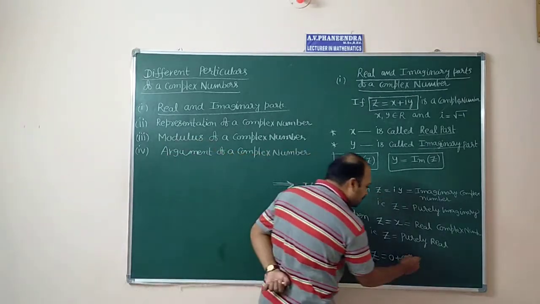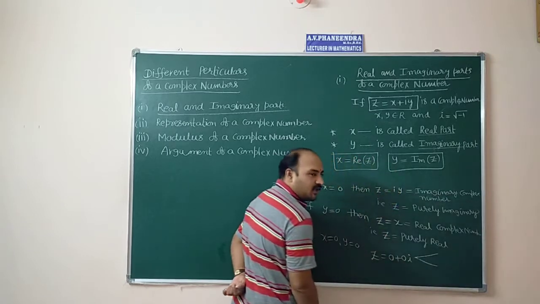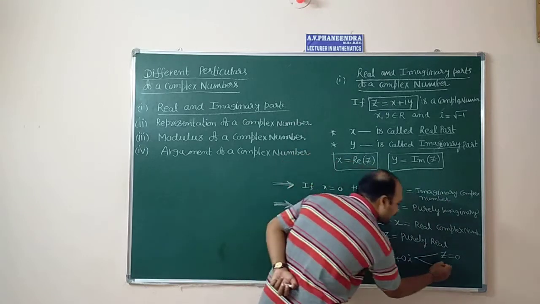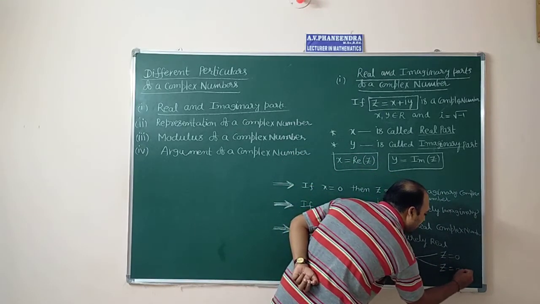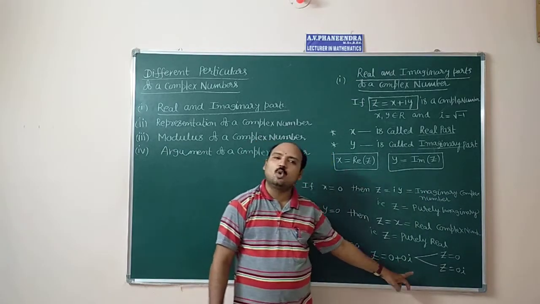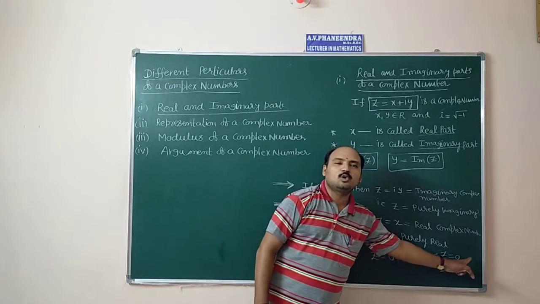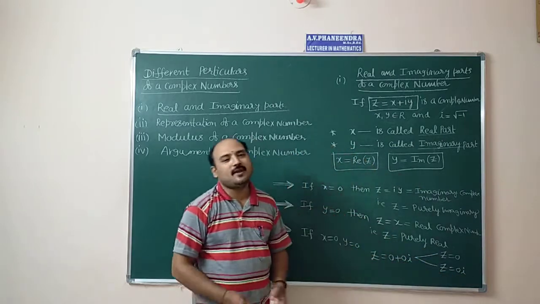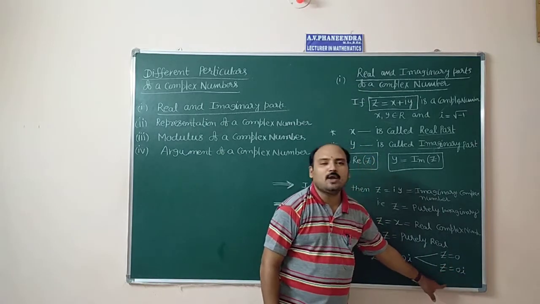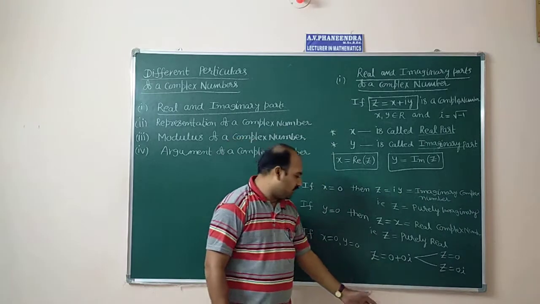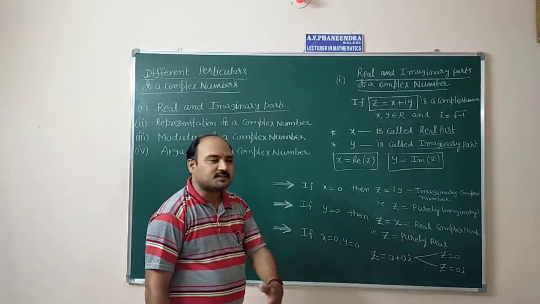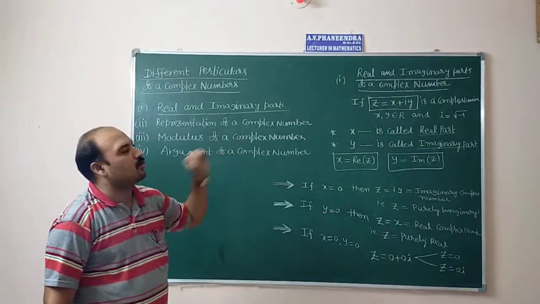Here, two possibilities are there. We can assume that z is equal to 0 or z is equal to 0 into i. Two possibilities we can write. Z is equal to 0 plus 0i. Either z is equal to 0 or z is equal to 0 into i. Either it is purely real or purely imaginary. That means it's both. When x is equal to 0 and y is equal to 0, the complex number will become like this. In the next, we have to discuss the representation of a complex number.